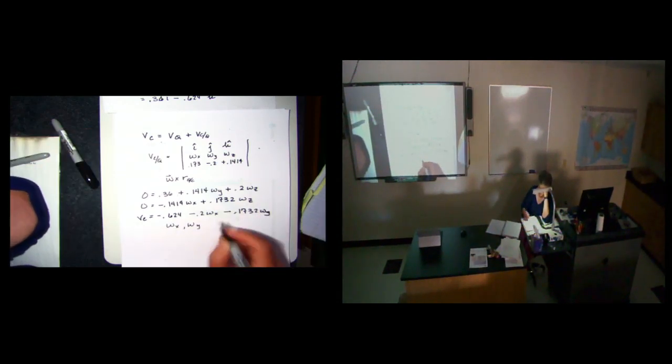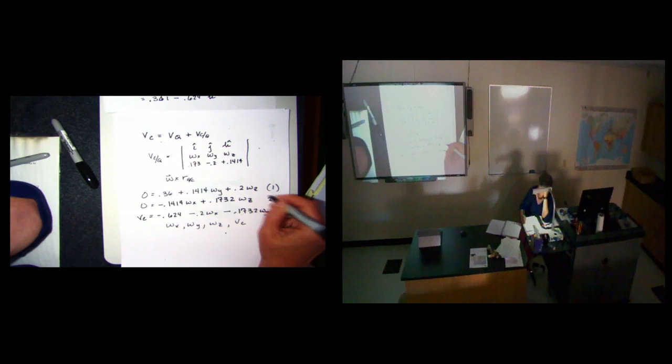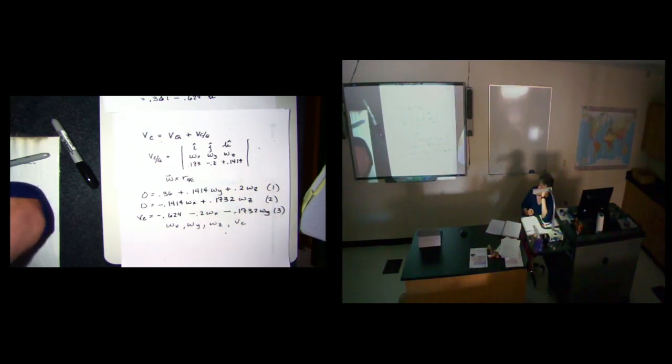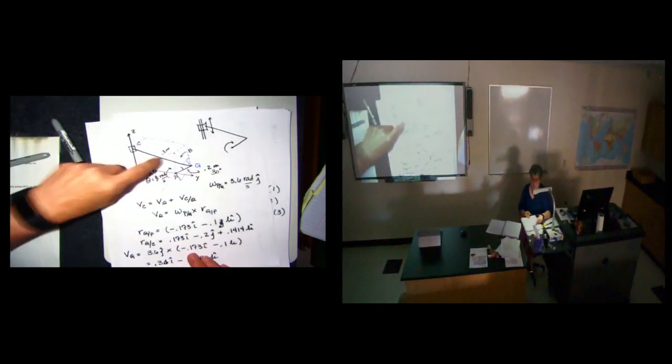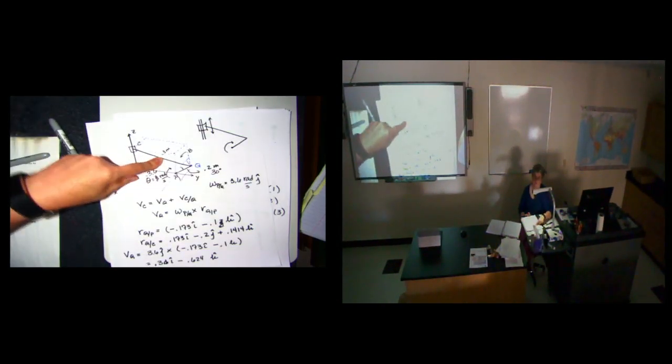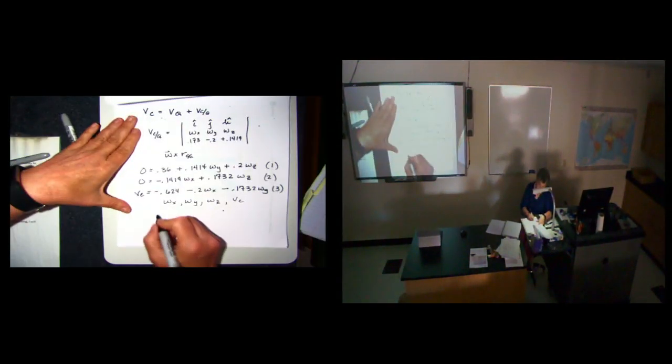Okay, I don't know omega x, I don't know omega y, and I don't know omega z, and I don't know VC, but I only have 1, 2, 3 equations. So I've got a problem: 4 unknowns and only 3 equations. I need another equation. Well, in this case, we're told that rod B does not rotate, which means omega of B dotted with RCQ has to equal 0.